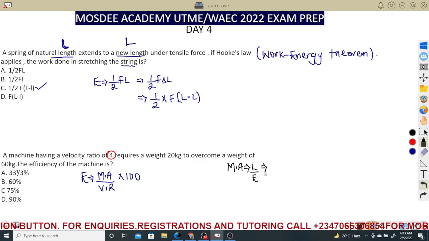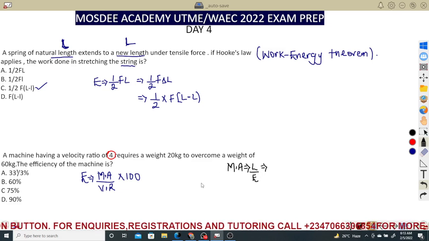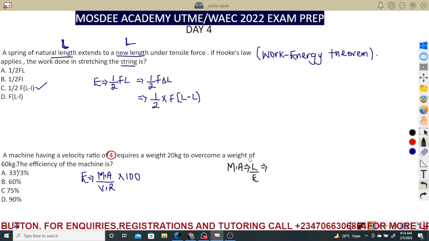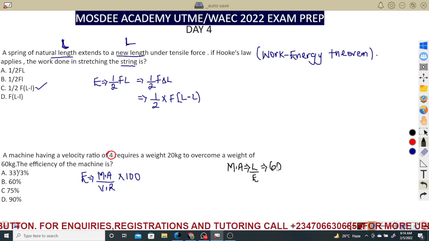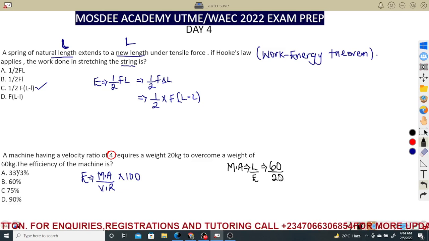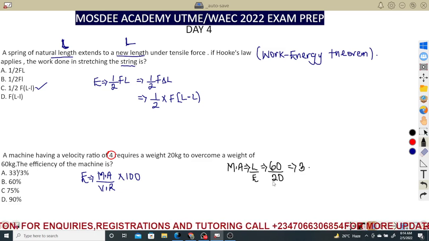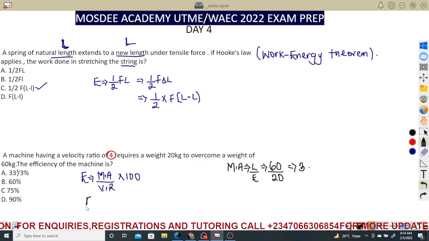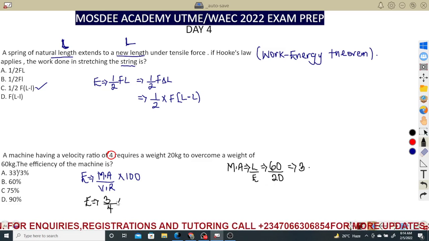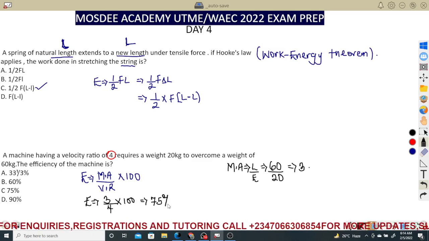So the load here is the weight, and the effort is what you put in to push the weight. The question says an effort of 20 kg weight is required to overcome 60 kg. So the load is 60 kg weight over the effort applied, which was 20. 60 divided by 20 is 3, which is the mechanical advantage. Directly, you can go with your junior classes formula, which says MA over VR, which is 3 over 4, multiplied by 100. 3/4 of 100 is 75%. And I think this is direct.